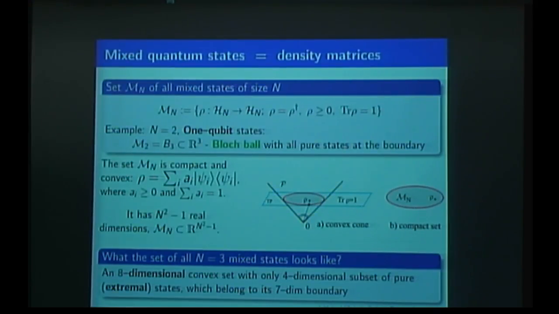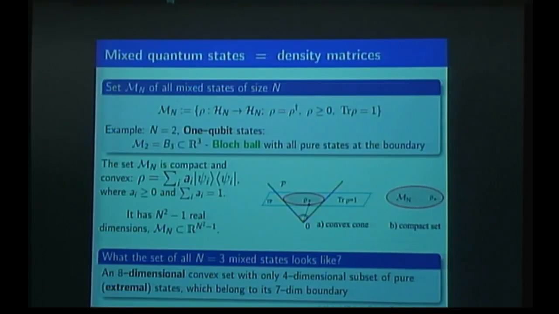This is simple, you get the full ball. Instead of a hollow sphere, you get a full ball. So it's related not only to geography, but also to geology, because what is inside the earth is also interesting and important. So you see, the difference between pure states and mixed states is like the relation between geography and geology, in some sense.